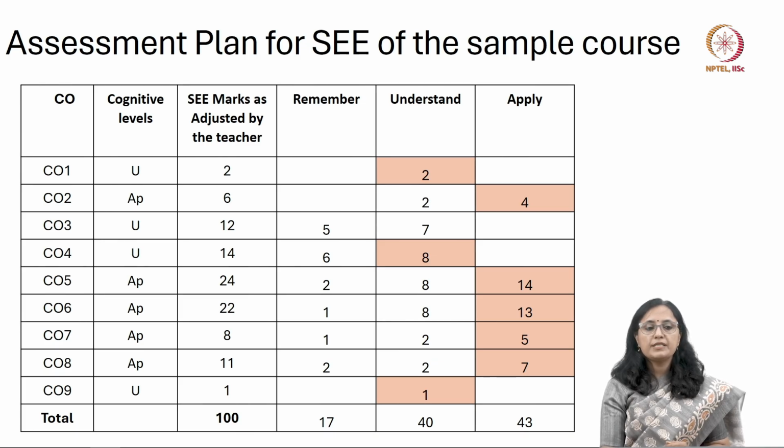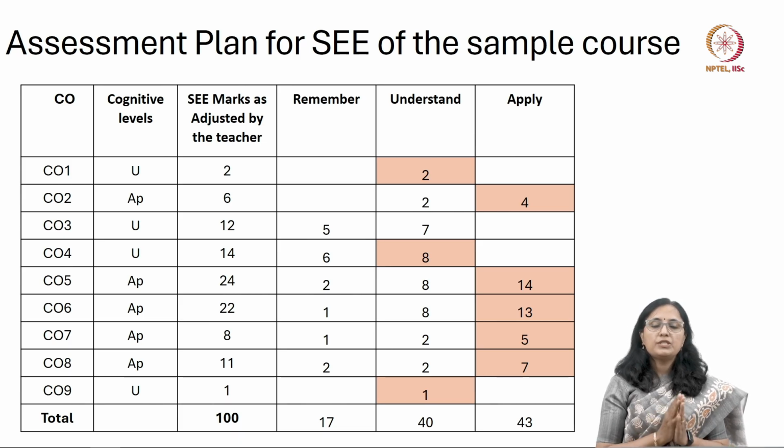For example, CO1, the marks allocated to CO1 is 2. Which means if we are designing the assessment items, around 60% of 2 marks should be from the understand cognitive level. Since it is so low, probably we have decided that let us have 2 marks on understand.